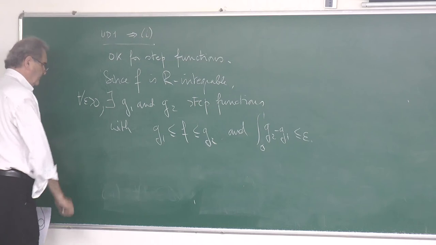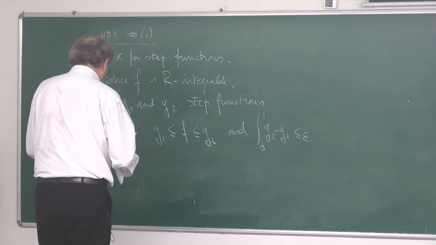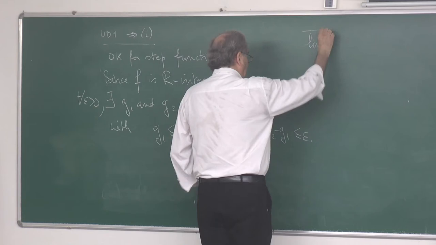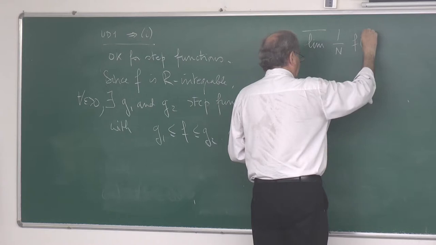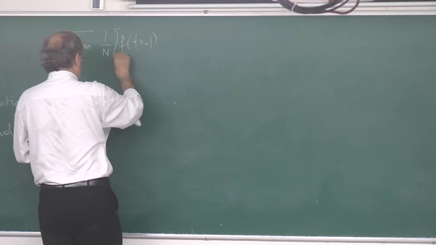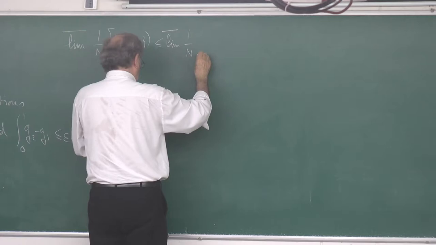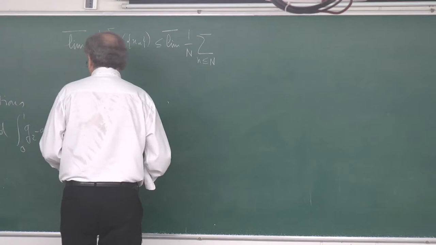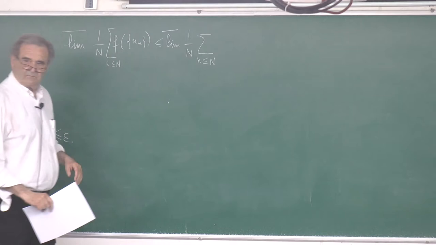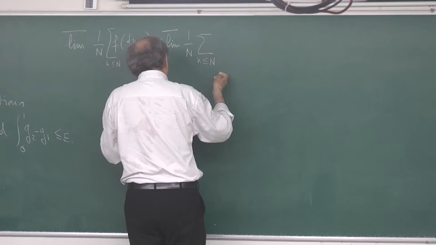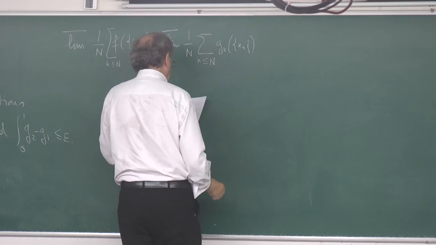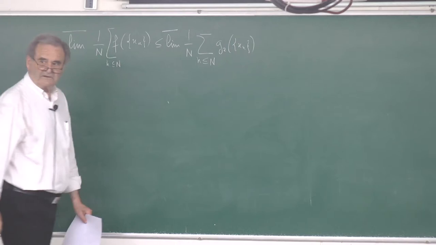Okay? Well, now what it gives you is something with lim sup. The lim sup of 1 over n times the sum over n, little n, of f of xn is at most the lim sup of 1 over n times the sum of g2 of xn, since f is always less than g2. I don't know whether the limit exists for the time being. I know that it exists for step functions, but for f I don't know, but the lim sup exists. There's no problem. But now we know that for this function the limit exists, because it is a step function.